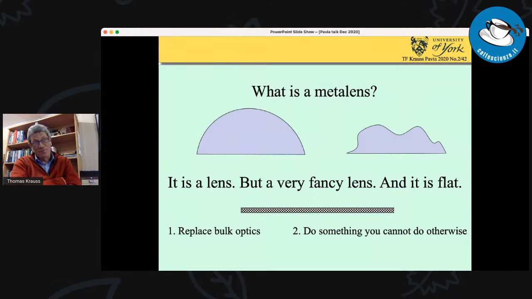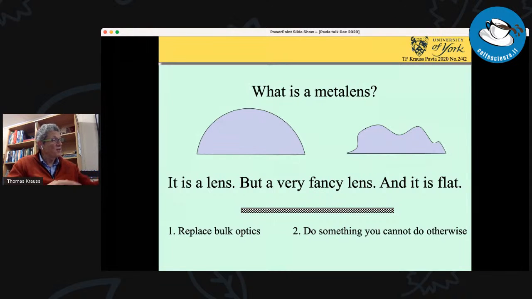Well, you can see the lens I've drawn there is rather fat. So in many instances, you don't want a fat lens. The fat lens gets in the way, particularly if you think about miniaturized systems. For example, in your mobile phone, the camera in your mobile phone, and here I show mine.